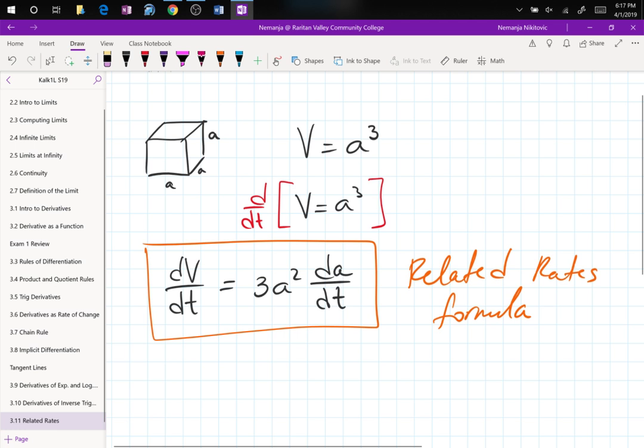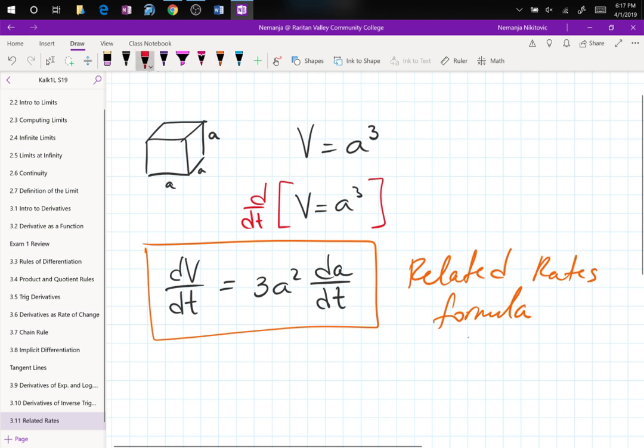Note that a squared is always a positive value. So if I pick dV/dt to be negative because it's melting, then dA/dt would be negative, which also makes sense because the length of the side decreases. And that is the rate of change of a side, of the length of the side, negative for decrease, positive for increase.